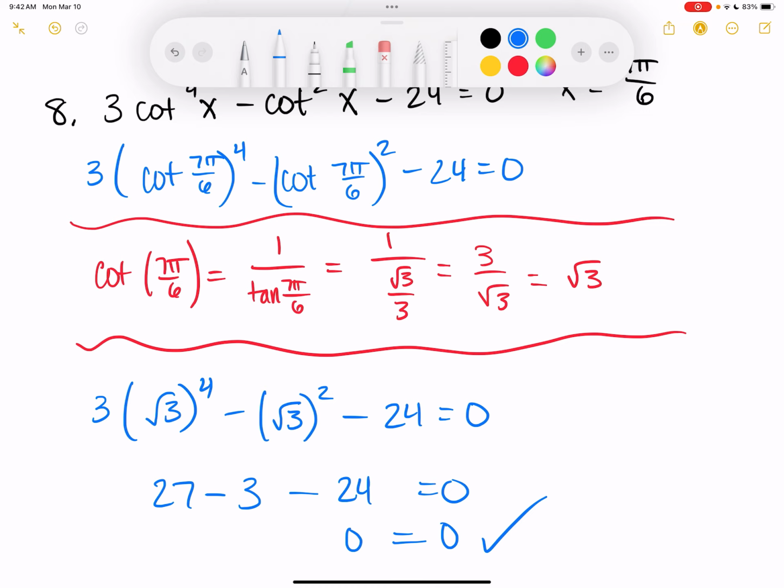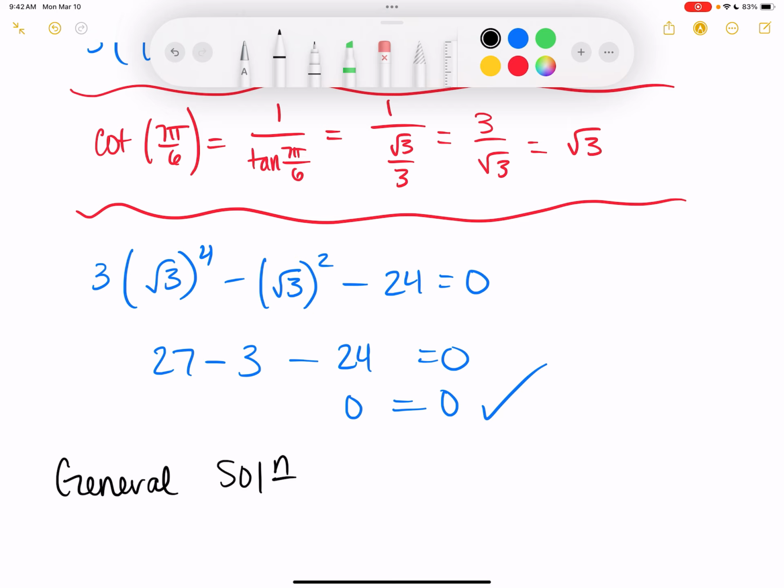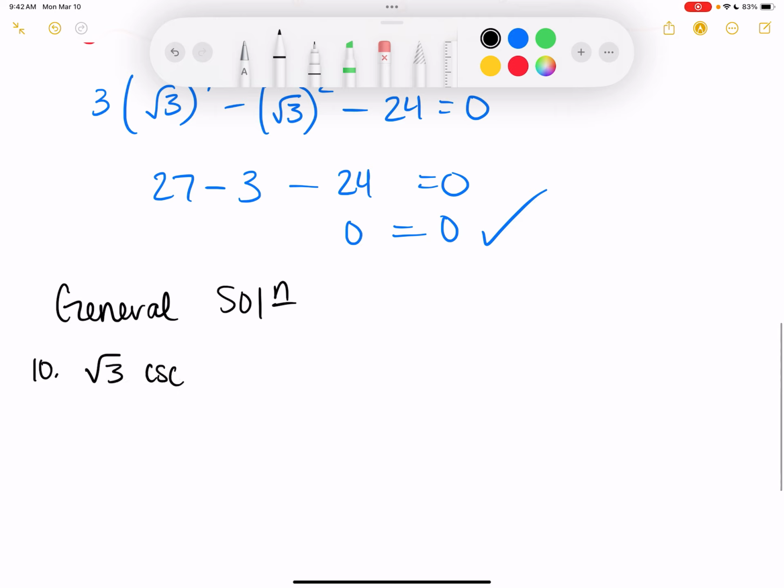All right, the next ones say to find the general solution. The other option is that they'll tell you your solution is between 0 and 2 pi, and so we would only have the exact value that we're given. But with the general solution, that's where we'll be adding the 2 n pi or just n pi, depending on which trig function we are given. All right, number 10: square root of 3 times the cosecant of x plus 2 equals 0.